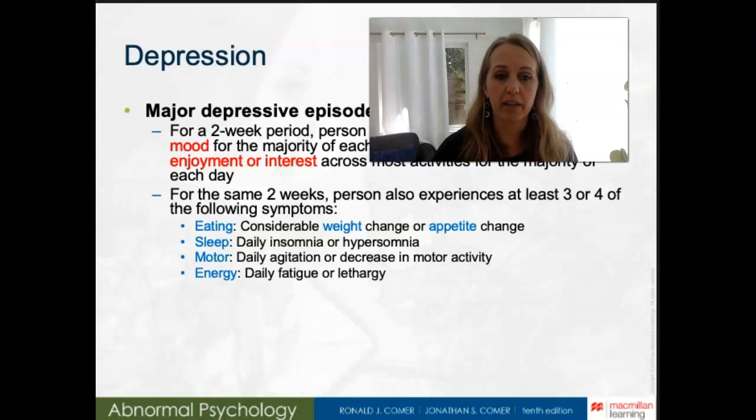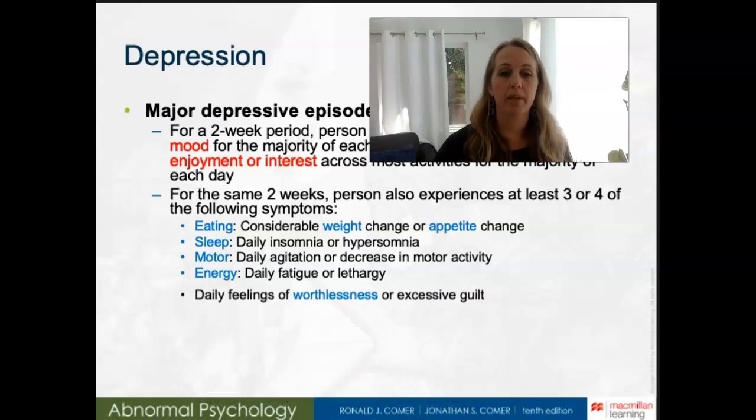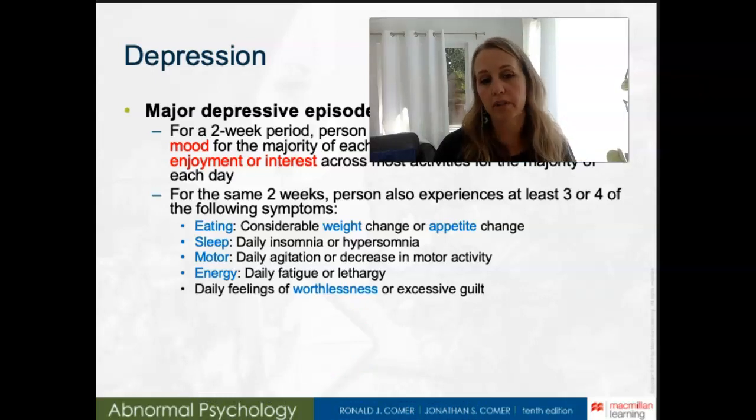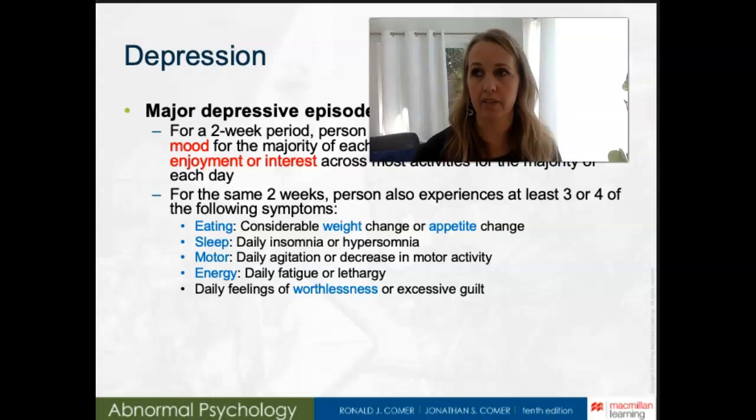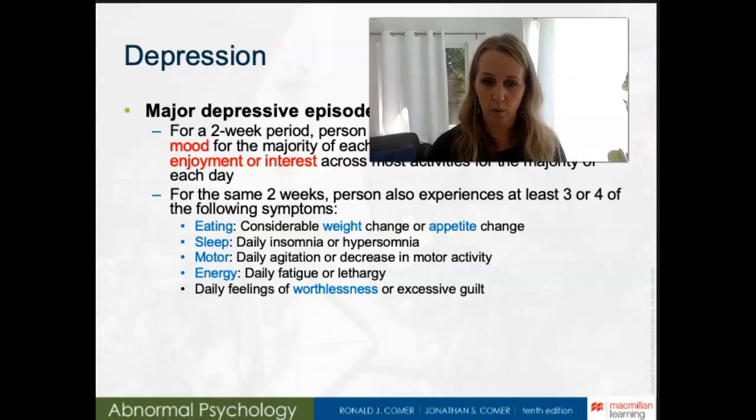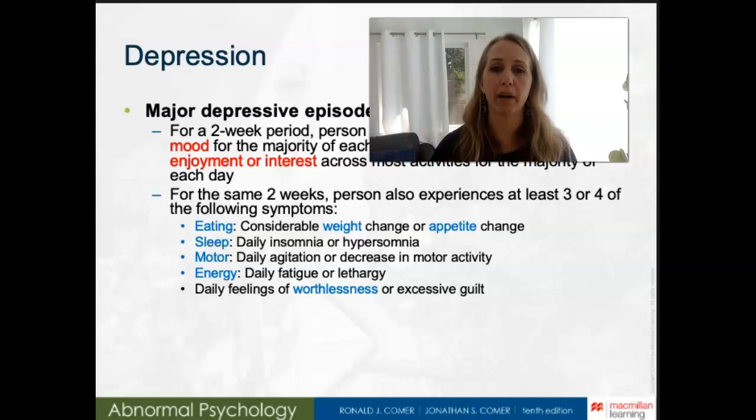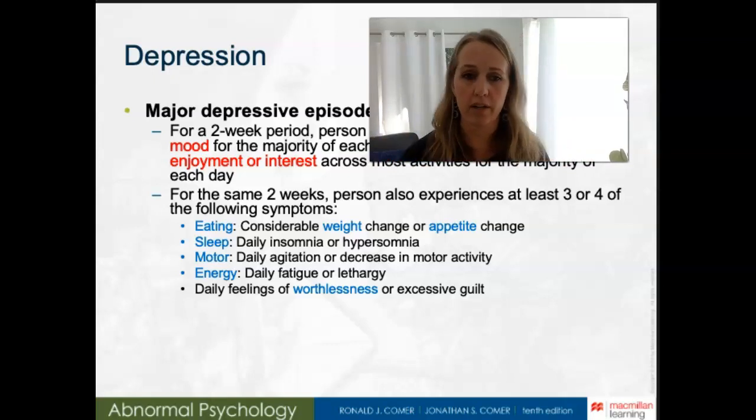Energy levels can also be affected. So like I mentioned, they'll have that daily fatigue or lethargy, where they just feel tired. They don't feel like they have a lot of energy. Also, feelings of worthlessness. Sometimes they can have excessive feelings of guilt, even guilt that's not appropriate to them. Like they carry around the responsibility of things that are not related to them, or they couldn't possibly be as responsible for them as they claim to be, or are accepting responsibility for. And so we'll see that guilt, or the feelings of worthlessness, where they'll say things like, people would be better off without me, I'm a burden, those kinds of feelings.